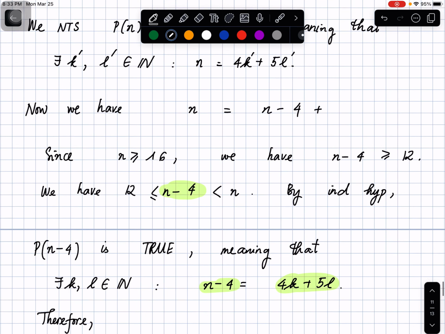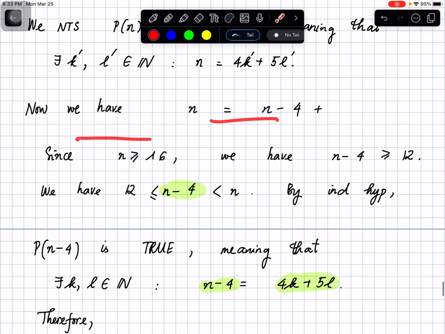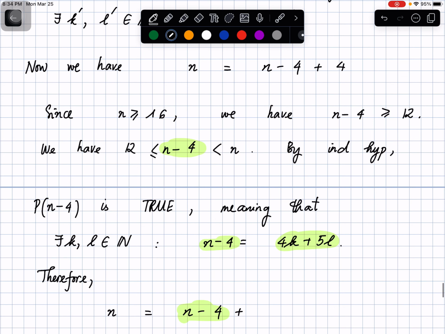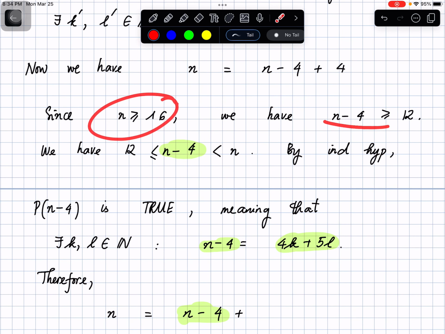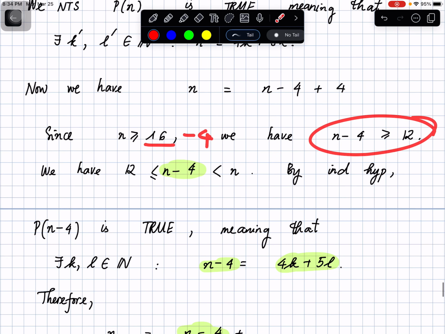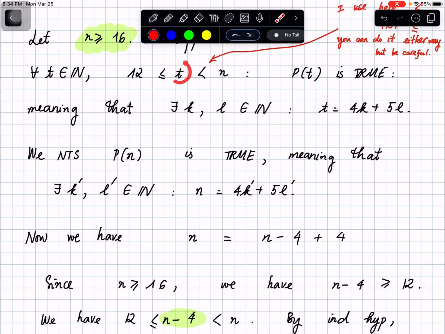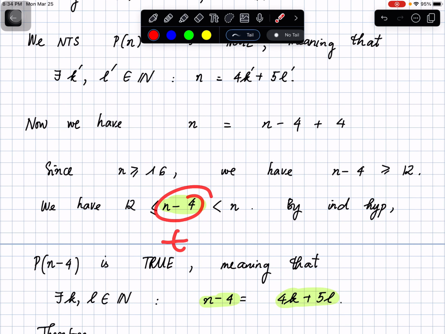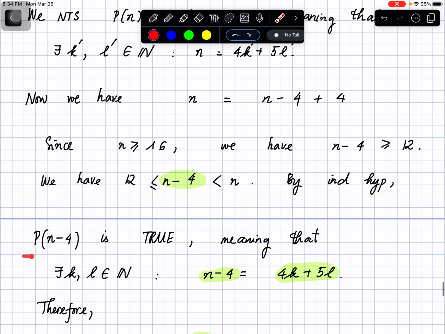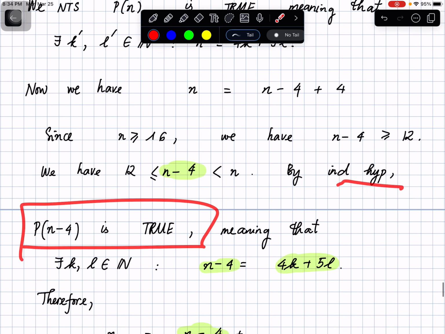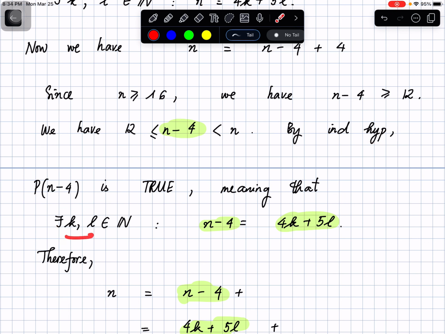So here we have n equal to n minus 4 plus 4. Since n is at least 16, we know that n minus 4 is at least 16 minus 4, at least 12. So we know that n minus 4 is greater than or equal to 12 and strictly less than n. So by the inductive hypothesis, we know that P(t) is true. In our case, t equals n minus 4. So P(n minus 4) is true by the inductive hypothesis, meaning that there exist two natural numbers k and l such that n minus 4 is written as 4k plus 5l.